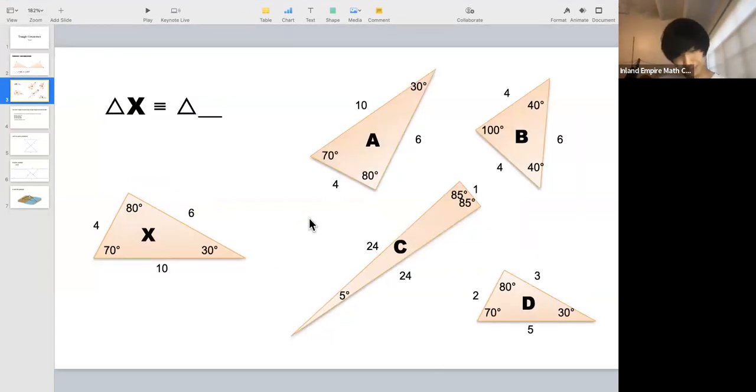But over here, that means that they have the same side length and the same angles. Does that make sense? Because a triangle has three different angles and three different side lengths. So that's basically what determines what a triangle actually is, right? So does anyone want to see if they know which triangle is actually congruent to triangle X, which is this triangle right here?